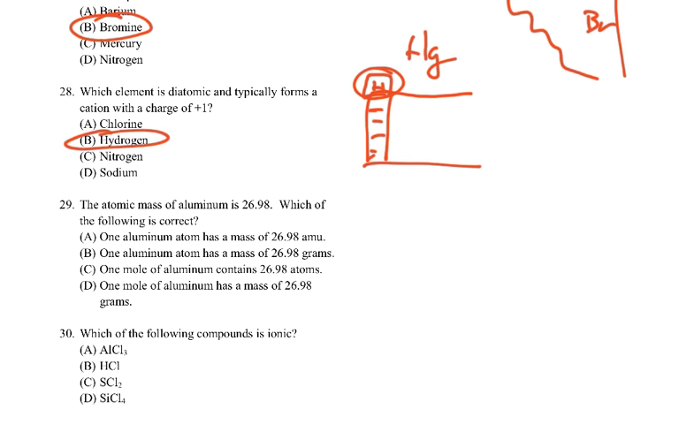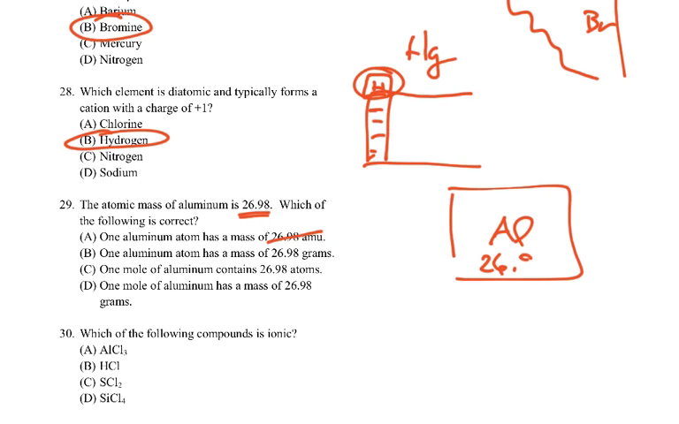The atomic mass of aluminum is 26.98, almost 27. Which of the following is correct? One atom has a mass of this. No, this is the number on the periodic table, 26.98, and aluminum is number 13. This is the average of all the different isotopes, so one atom does not have that. One atom has a mass of that many grams? That's even worse. One atom wouldn't be grams.